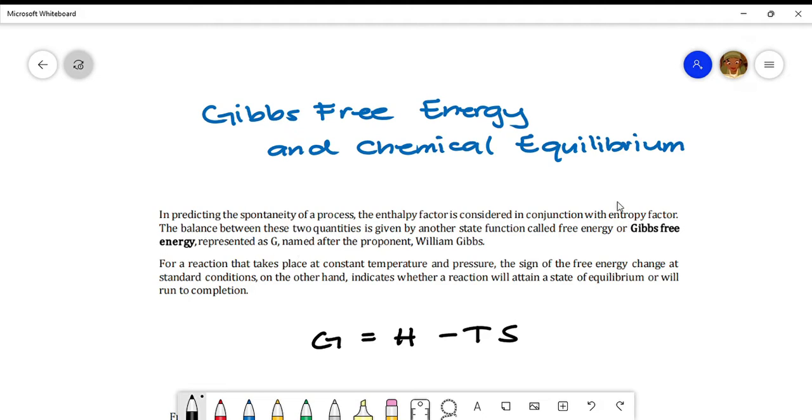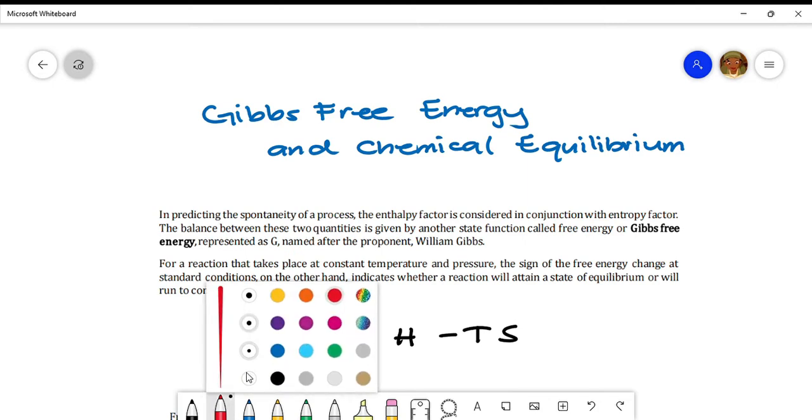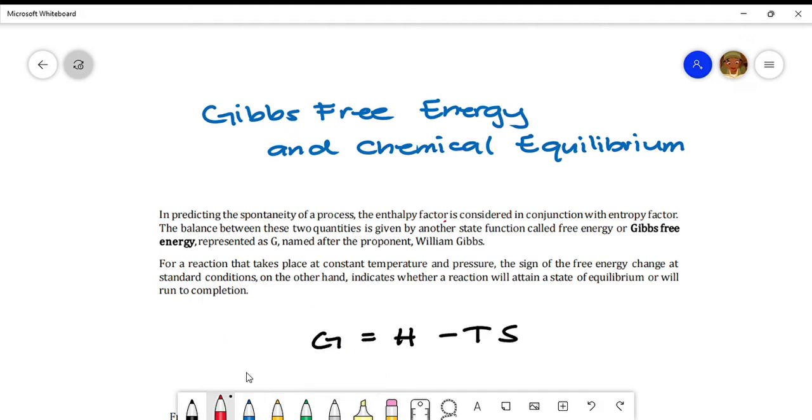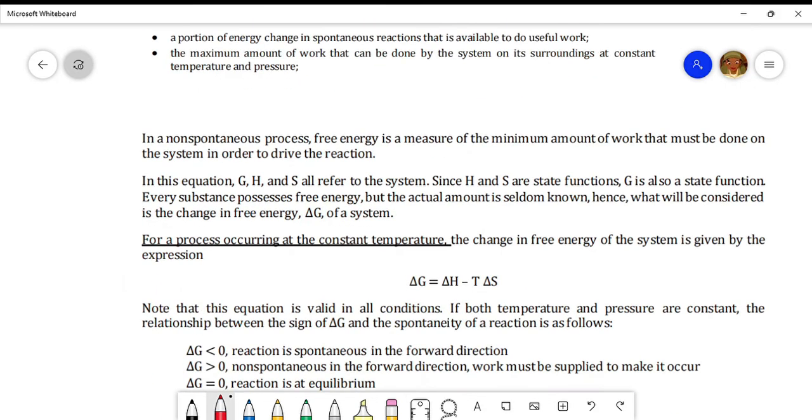So we know that in predicting the spontaneity of a process, the enthalpy factor is considered in conjunction with entropy factor. This means that when we determine the spontaneity of a process, whether it's spontaneous or not, if we recall from the second law of thermodynamics, we used the enthalpy factor as well as the entropy factor. So the balance between these two quantities is given by another state function called the free energy or Gibbs free energy.